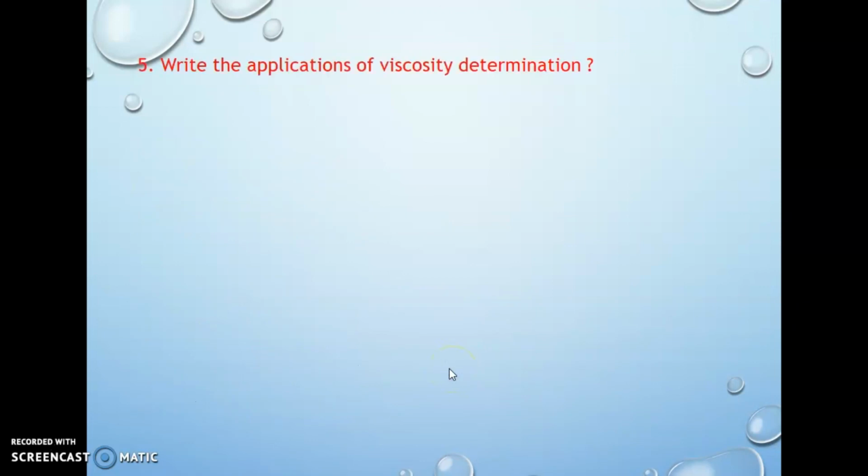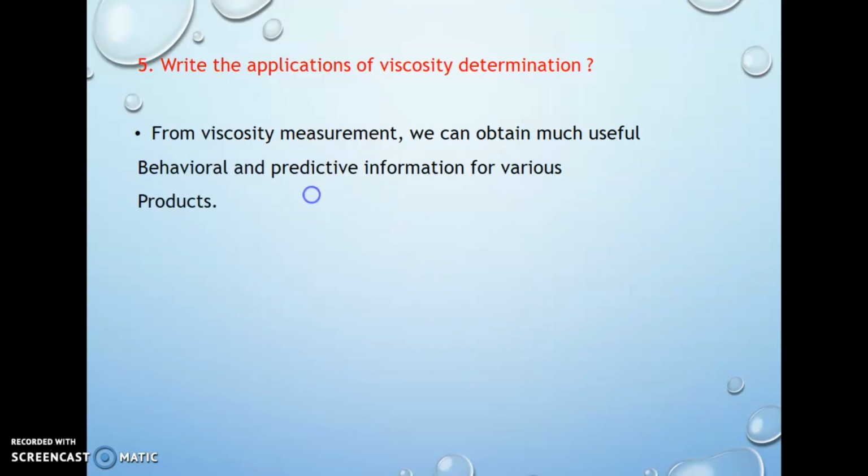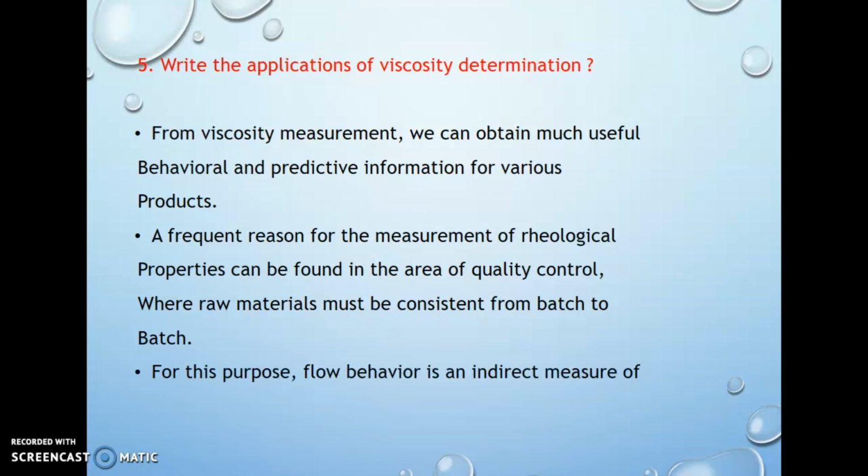Fifth question, write the applications of viscosity determination. So, from viscosity measurement, we can obtain much useful behavioral and predictive information for various products. A frequent reason for the measurement of rheological properties can be found in the area of quality control, where raw materials must be consistent from batch to batch. For this purpose, the flow behavior is an indirect measure of product consistency and quality.